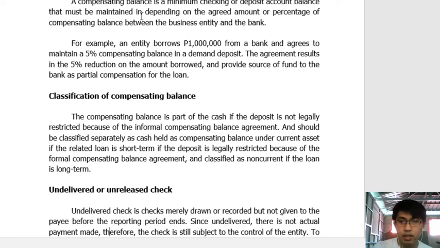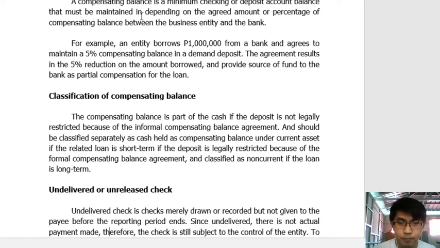Okay, basahin pa natin. And should be classified separately as cash held as compensating balance under current asset if the related loan is short term. If the deposit is legally restricted because of the formal compensating balance, it is classified as non-current if the loan is long-term. So, anong sinasabi dito? Ang sinasabi lang dyan sa compensating balance na yan ay kung walang legal restriction, yung binanggit ko kanina, it can be considered as cash.